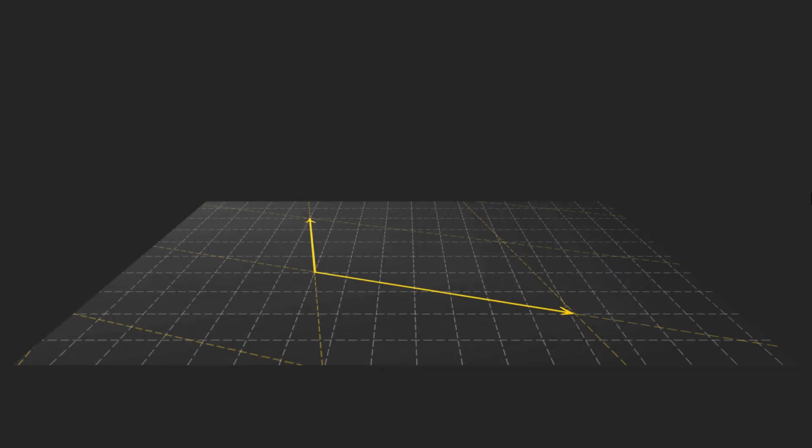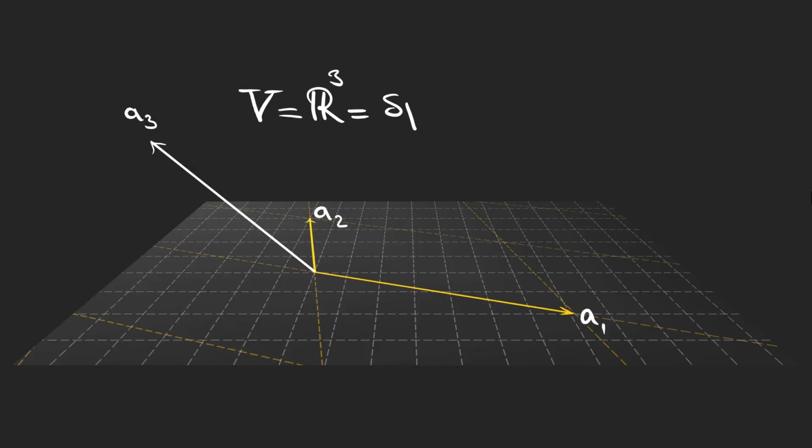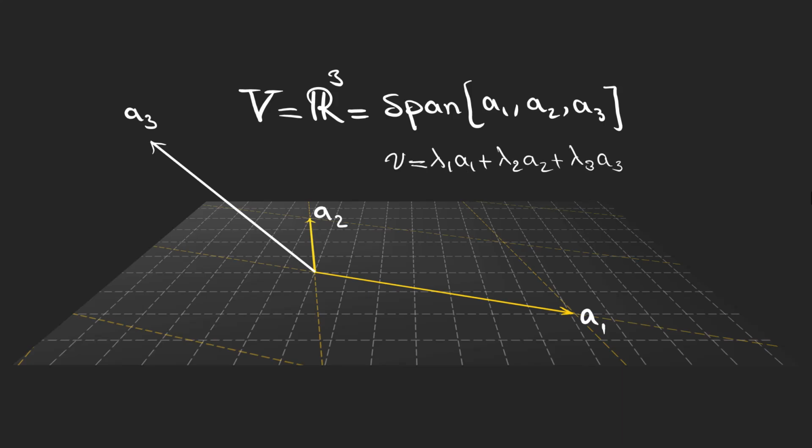Let's add another dimension to our vector space. Now we have a three-dimensional vector space. If we add another vector that is not in the same plane, or in other words cannot be written as a linear combination of the two other vectors, we say that these three vectors, A1, A2, and A3, are linearly independent. And we can span the whole three-dimensional vector space using these three basis vectors. In other words, we can write any vector in the 3D vector space as a linear combination of these three vectors. A1 and A2 also span a subspace U of our three-dimensional vector space.